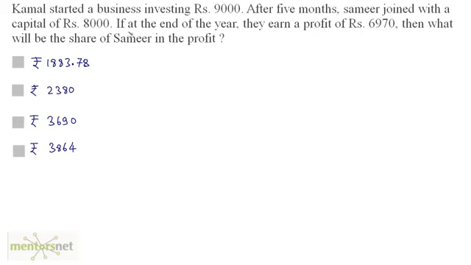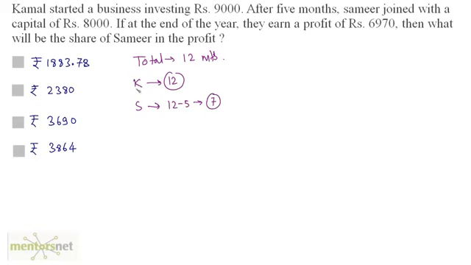Well, it is given that at the end of the year they earn a profit of so and so rupees, which means that they have done business for 1 year. So the total time period is 12 months, right? And out of those 12 months, Kamal did business for the complete 12 months because he started the business. So Kamal did business for 12 months. What about Samir? Samir came after 5 months. So he did business for 12 minus 5 months. That is 7 months, right?